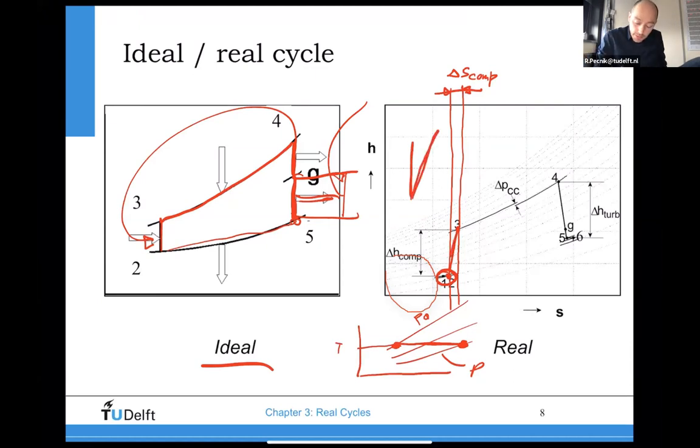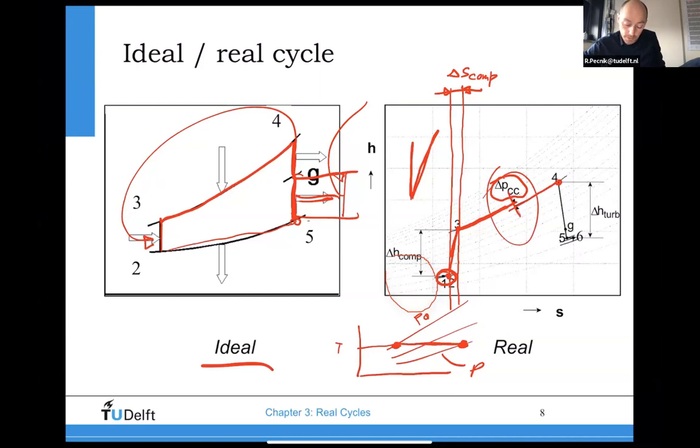Then you are in the combustion chamber where you add the heat. And in the combustion chamber, you also have losses, which are the delta P_CC. So this is the pressure loss in the combustion chamber, which means you also end up at a lower pressure at the outlet of the combustion chamber. So now the turbine has a lower pressure ratio than the compressor, because the compressor had to compress more to overcome the pressure loss here.